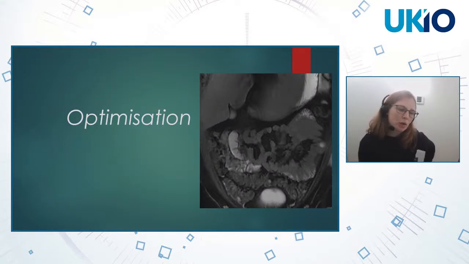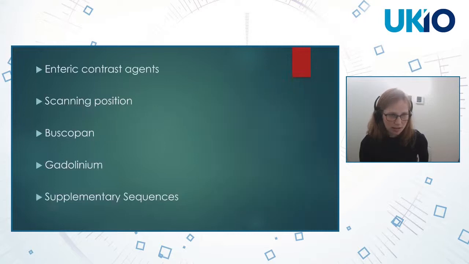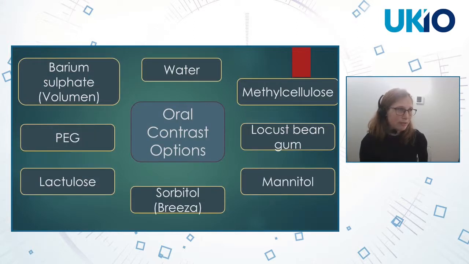So why do we worry about optimizing our MR enterography? Well, the features that we use for diagnosis of disease on MRI rely on having good distension of the small bowel. If you have a study such as this one, where the patient has not really drunk that much contrast, you can't really assess the wall thickness, the T2 signal, and you're going to get a lot of artifacts on your DWI and your contrast enhanced sequences. So these are the things that you can tweak that we're going to talk about, and we're going to start with the enteric contrast agents.